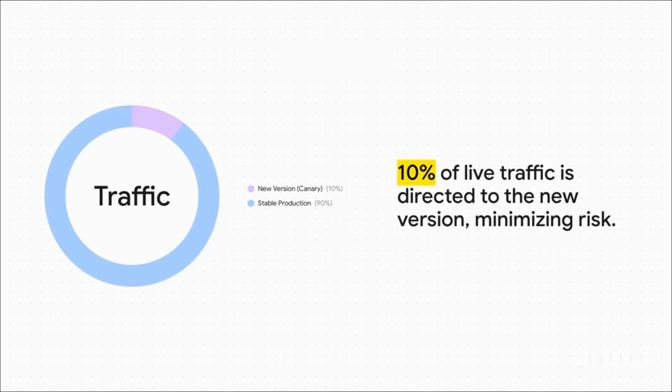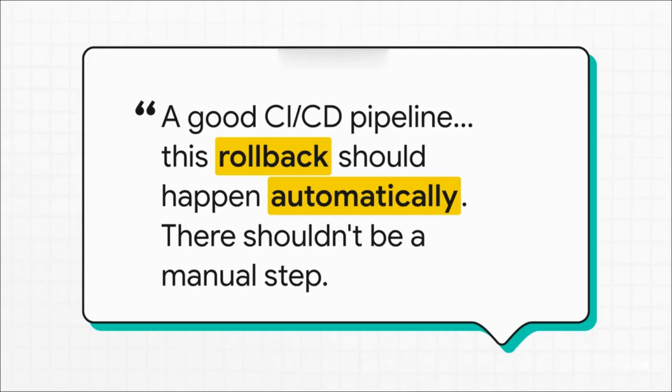We might send, say, just 10% of our real users to the new code, while the other 90% stay on the stable, old version. This is huge, because it lets us see how the code behaves in the real world with real traffic, but with minimal risk. And here's the best part. It's an automated safety net.